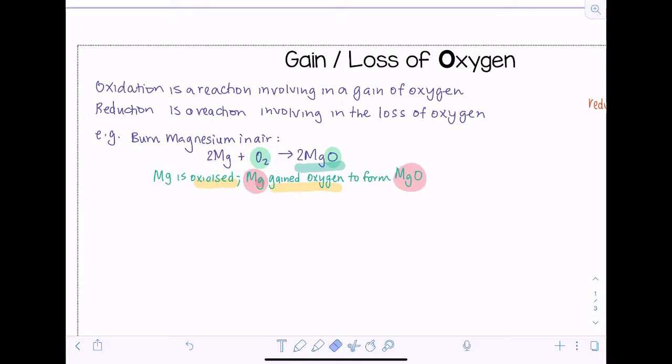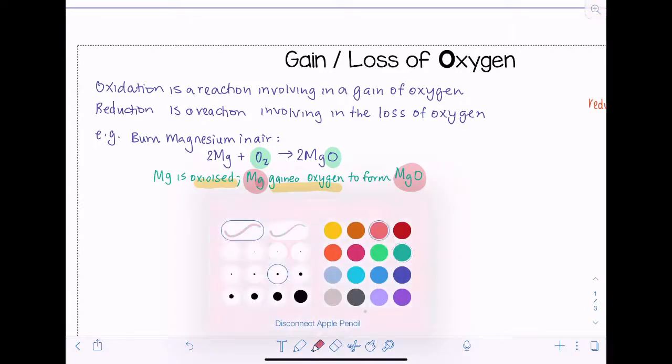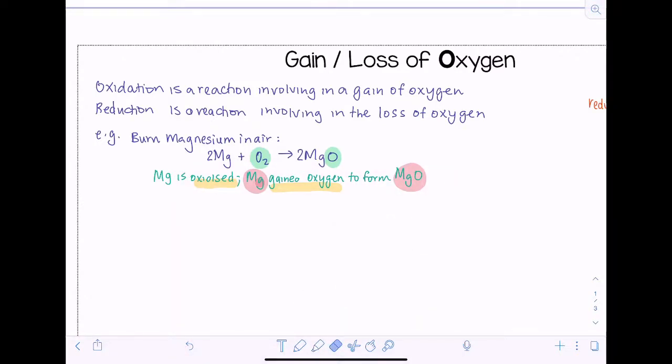So when you write your answer, please remember to keep this particular format. It will help you to write really good answers when explaining the term oxidation itself.